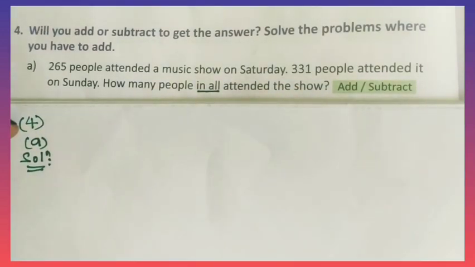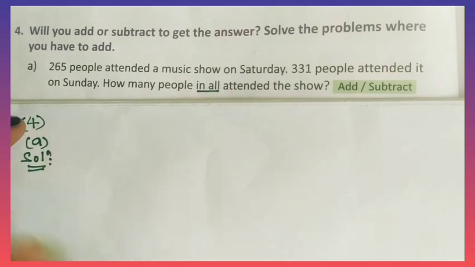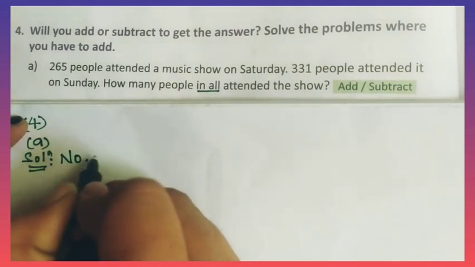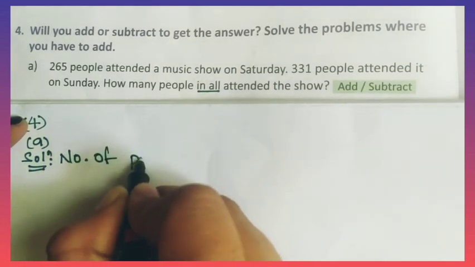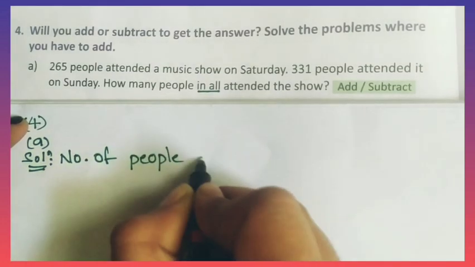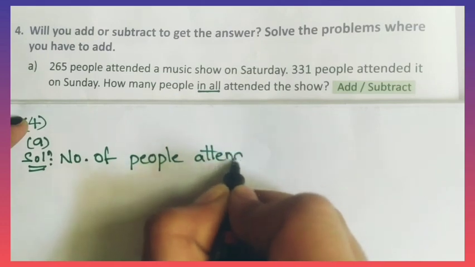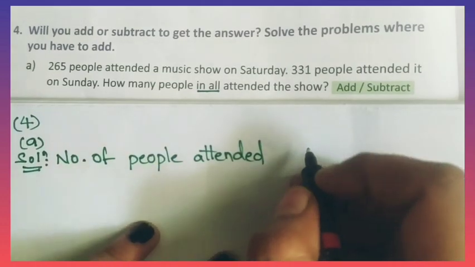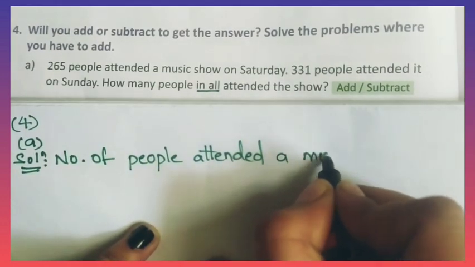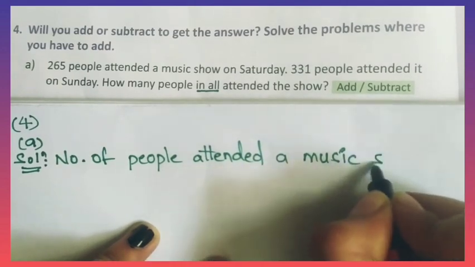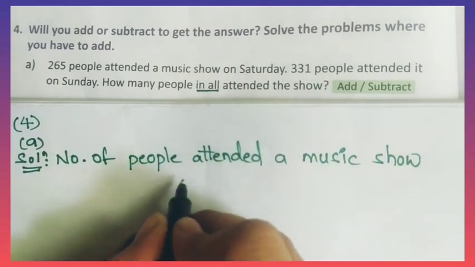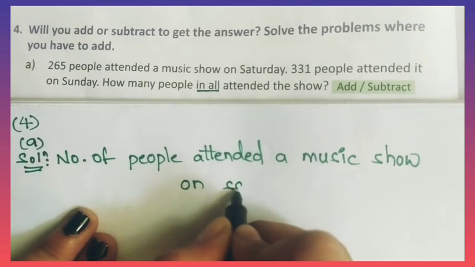Okay, look here, I will write the answer. Fourth bit A answer. Number of people attended a music show on Saturday.